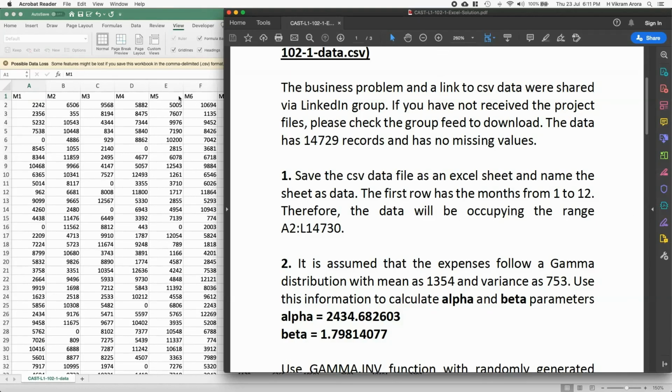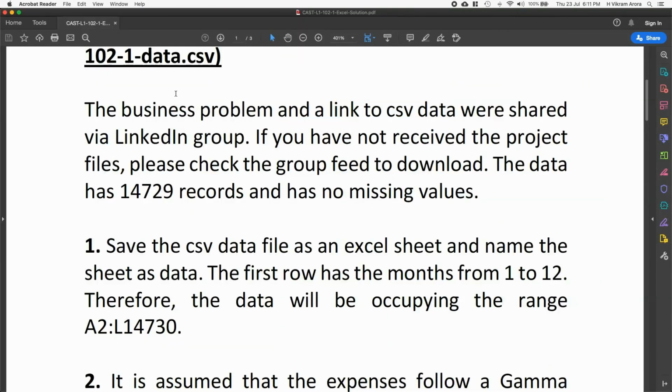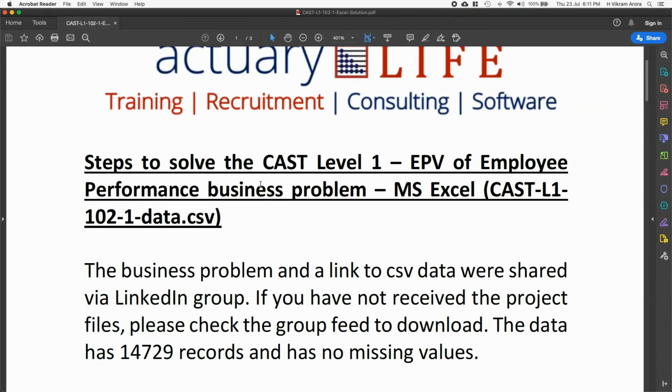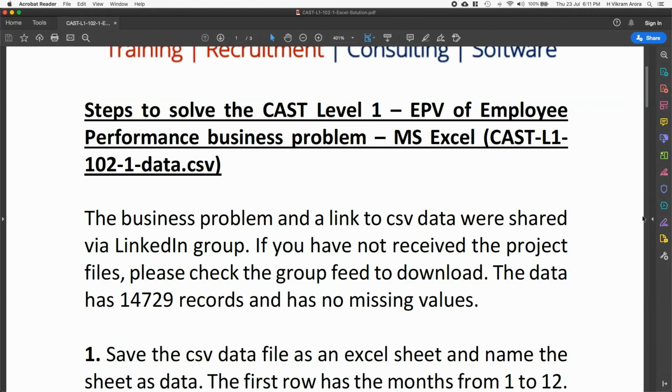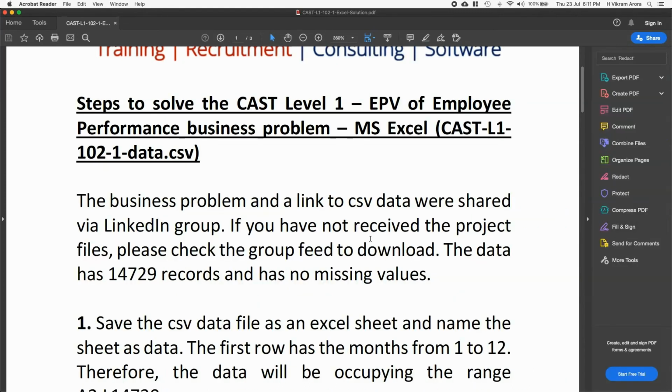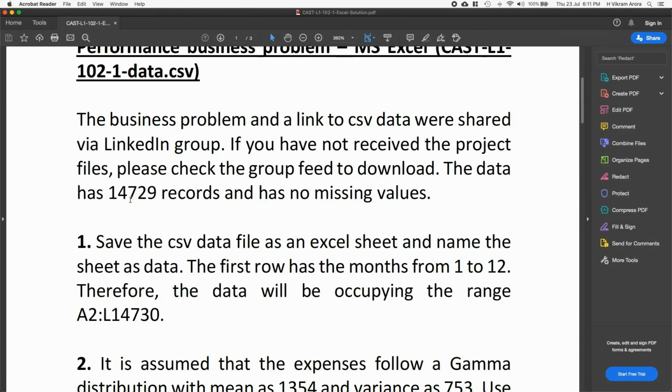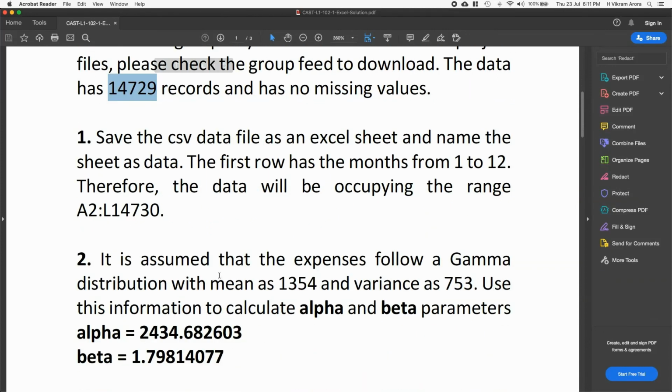I have a proposed solution. Let me show it to you. So as you can see, this is a proposed solution that we have, and these are 14,729 records that we have. So these are some steps. I'm going to share this document in the group soon after the class. You can refer to it from there. And it also explains what are the steps that we are going to follow.